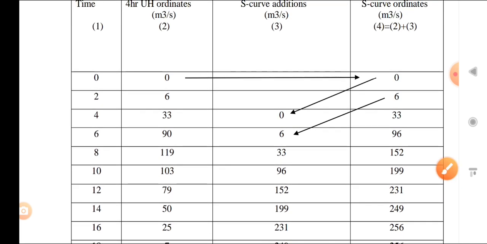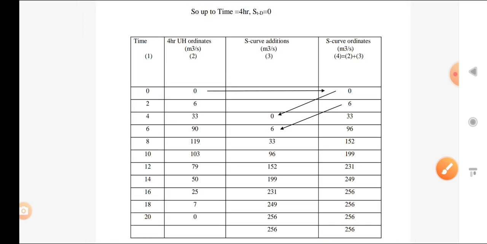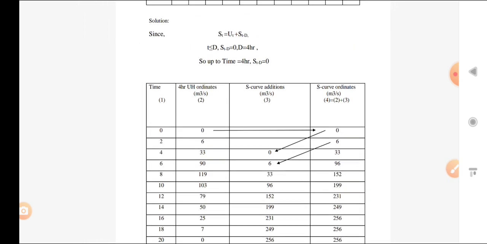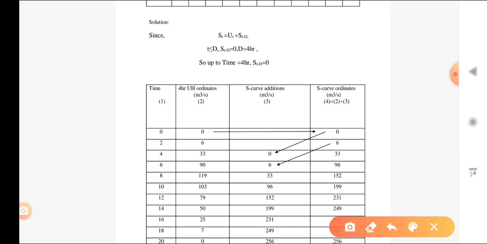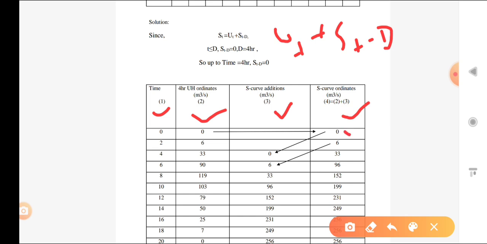Again I am repeating that thing. We have to make the columns: S_t is equal to U_t plus S_(t minus D). Two columns are given, and we have to make the S curve addition and then the S curve ordinate. You have seen U naught is equal to S naught, and now we have to decide where that 0 goes. S_(t minus D) is equal to 0 for t less than or equal to D.